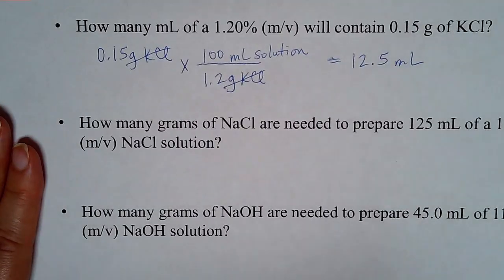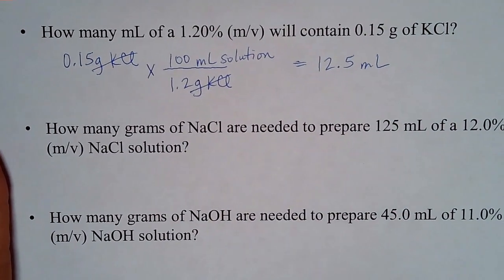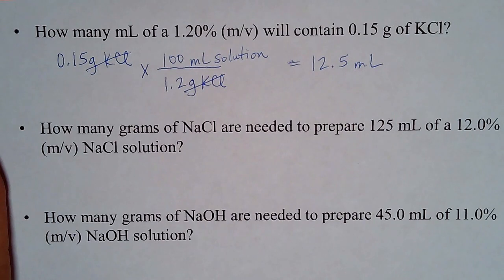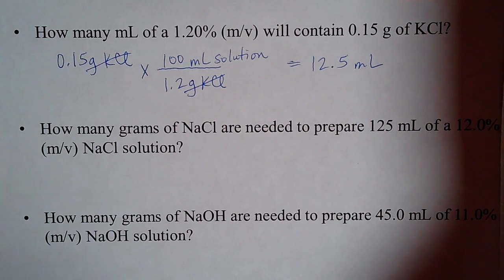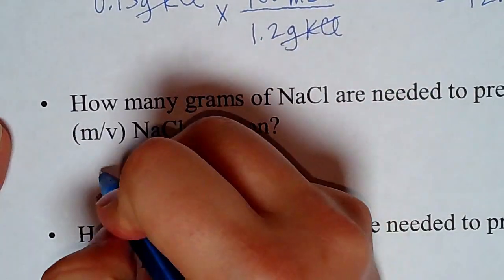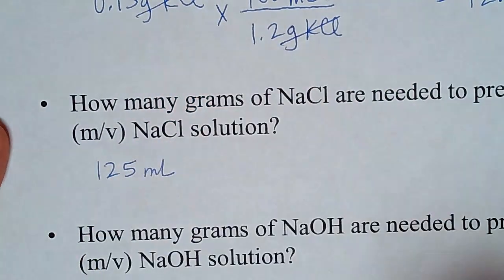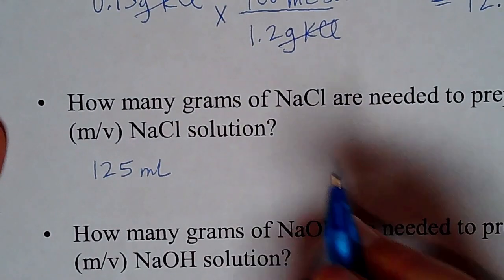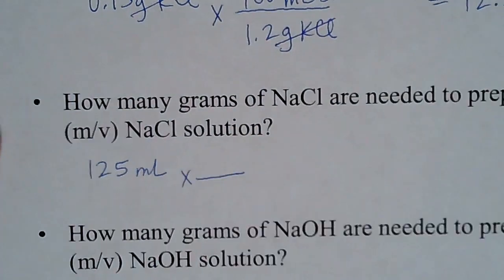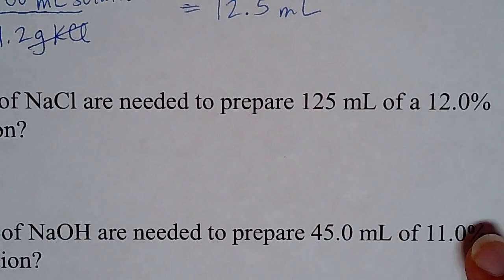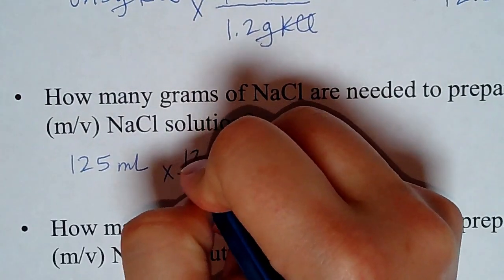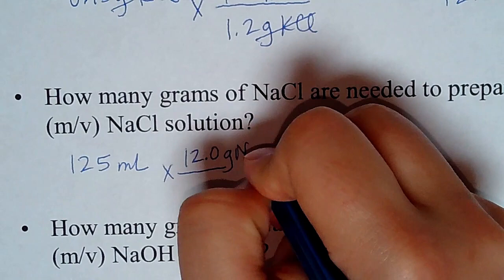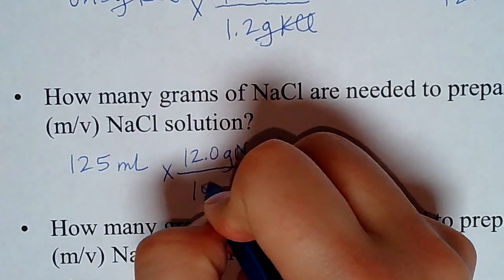How many grams of sodium chloride are needed to prepare 125 milliliters of a 12% mass to volume NaCl solution? Alright, so again we're going to use our conversion factor. We want 125 mils, so we're going to start with that. And we're going to use our conversion factor to go back to grams. So for our conversion factor, we have a 12% mass to volume solution. So that means I have 12 grams of NaCl per 100 milliliters of solution.